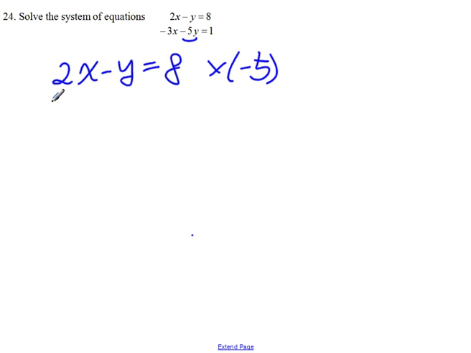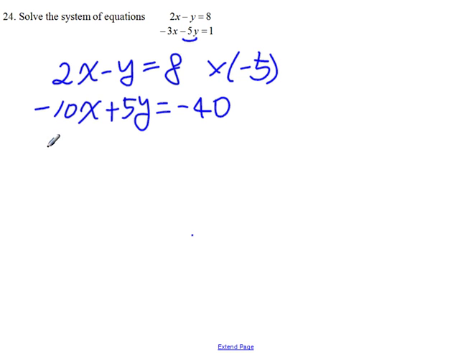So what is the resulting equation of this operation? We multiply every term in the equation by -5. So -10x plus 5y equals -40. And this equation is equivalent to the first equation in the original system, 2x minus y equals 8, because we multiplied both sides of the equation by the same number, -5.